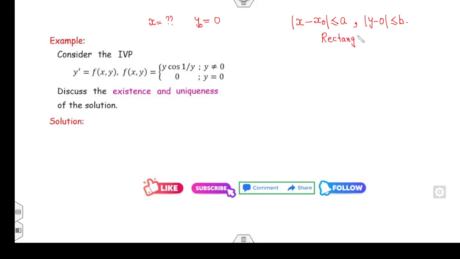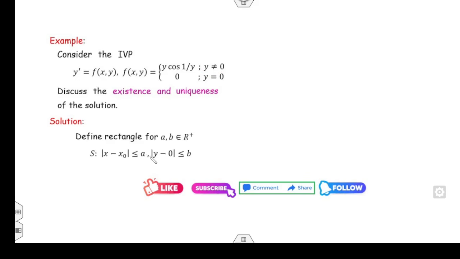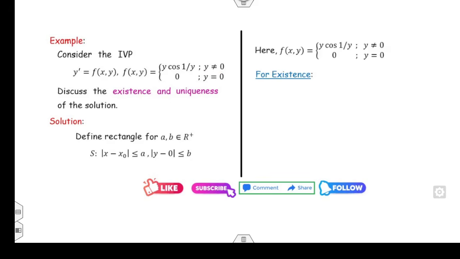क्योंकि आपको देखो इस case में सिर्फ y के बारे में बता रखा है, x के बारे में नहीं बताया. So x can be anything but y must be 0. So we can define the rectangle. Now we will first define the existence for the function f. Existence means we need to check whether the function is continuous or not. How can you check the continuity? We can take the limit as y approaches 0 of f of x comma y. If this limit is equal to f of x comma 0, then you can say the function is continuous. So let's start with the limit.